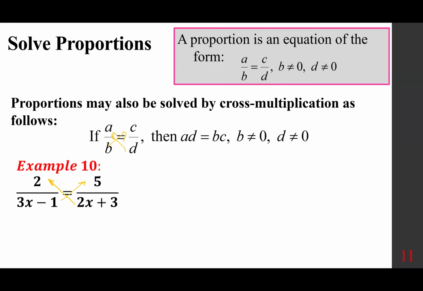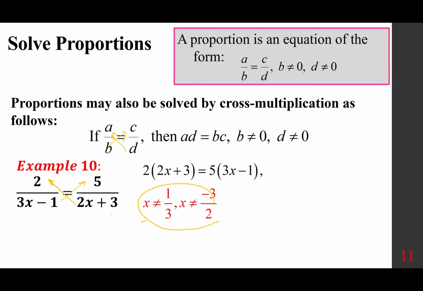So 2 times 2x plus 3 is 5 times 3x minus 1. And again, this goes for these two denominators. They cannot be 0. 3x minus 1, set it equal to 0, becomes 1 third excluded. 2x plus 3, set it equal to 0, negative 3 halves excluded. When I say excluded, it means not equal to.